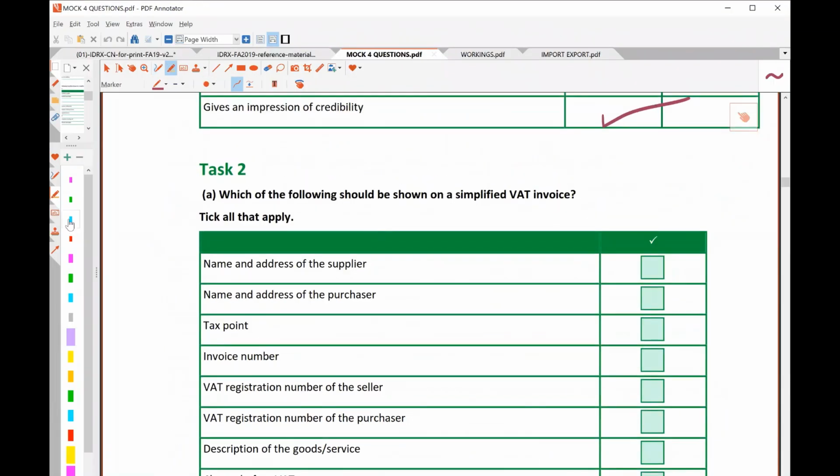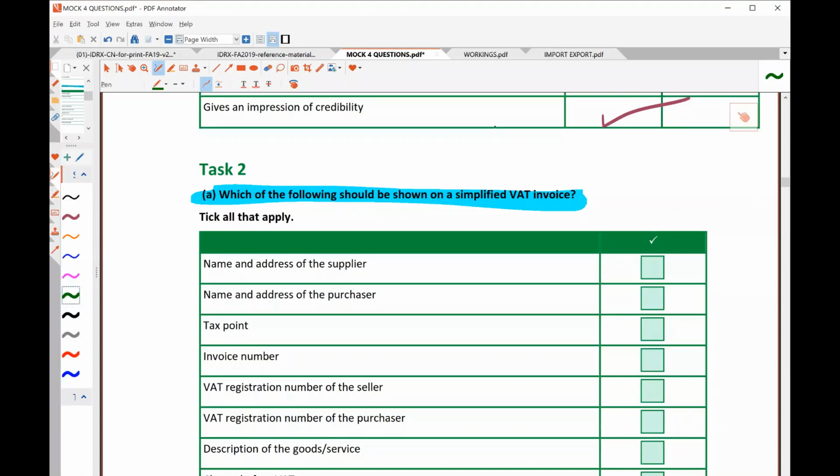The question asks us, which of the following should be shown on a simplified invoice? Okay, so basically we've got a list here and we've just got to decide, should that be shown on a simplified VAT invoice or shouldn't it? Now, it just so happens that I found this in the reference material.